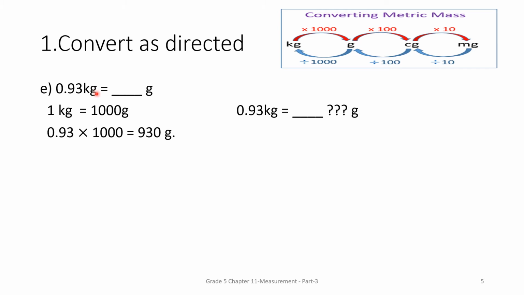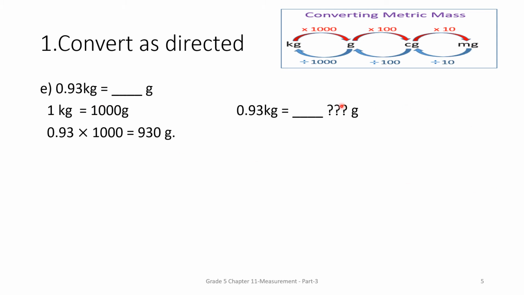0.93 kg equal to how much grams? Again, we have to convert kg to grams. That is from bigger to smaller, so we have to multiply. And we have learned that 1 kg equal to 1000 grams. So how much will be 0.93 kgs?